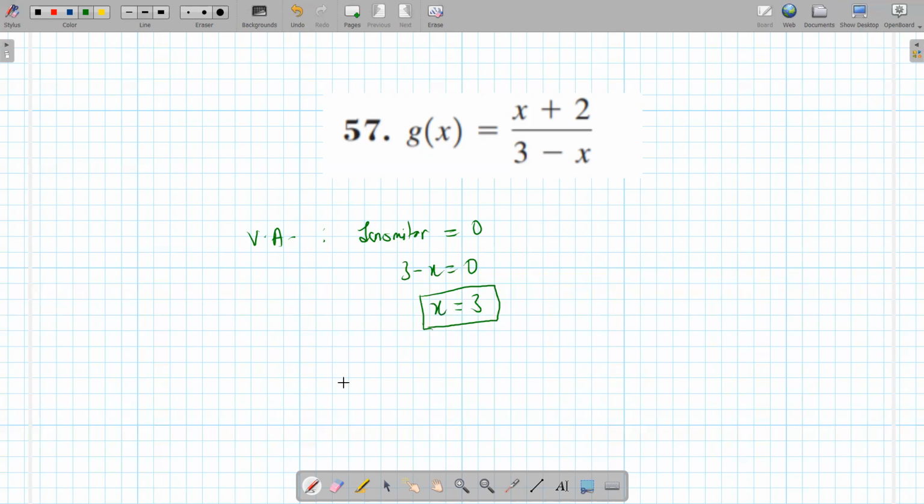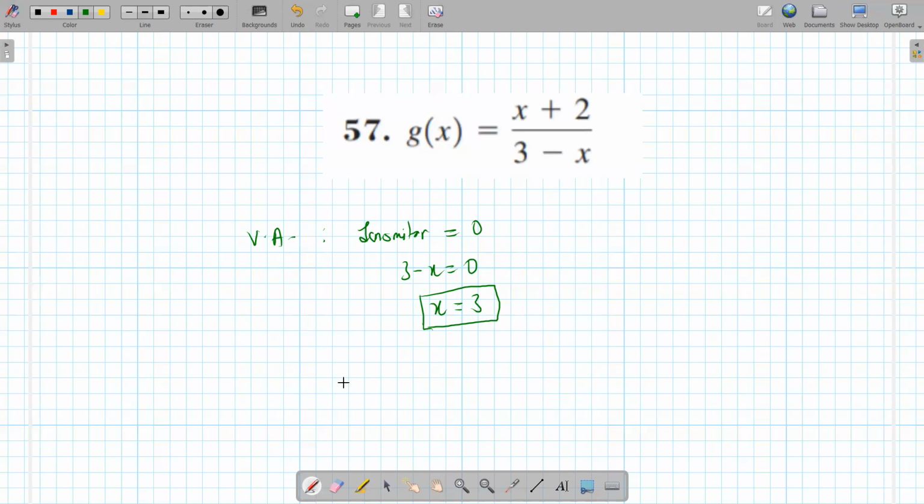Put the wrong page. Oh, here we go. Okay, 57 g of x. And yeah, we just set this to 0. X plus 2 over e minus x. And then it would just be 0 equals e minus x. So x equals 2. Okay. And that would be the VA.